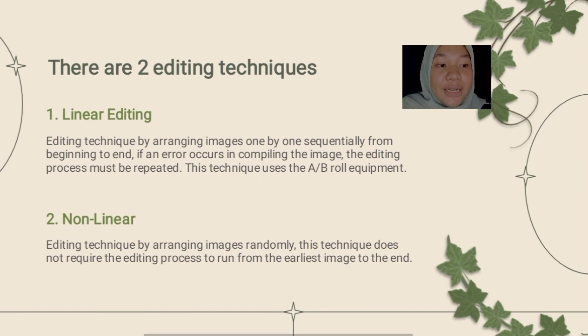First is linear editing. Editing technique by arranging images one by one sequentially from beginning to end. If an error occurs in compiling the image, the editing process must be repeated. This technique uses the A or B rule equipment. And the second is non-linear editing technique by arranging image randomly. This technique does not require the editing process to run from the earliest image to the end.